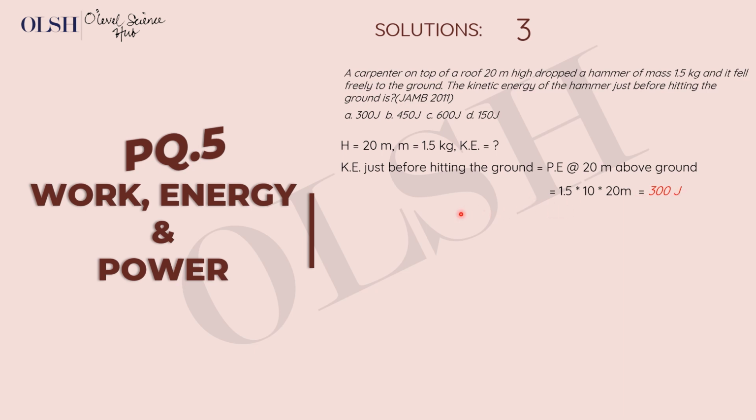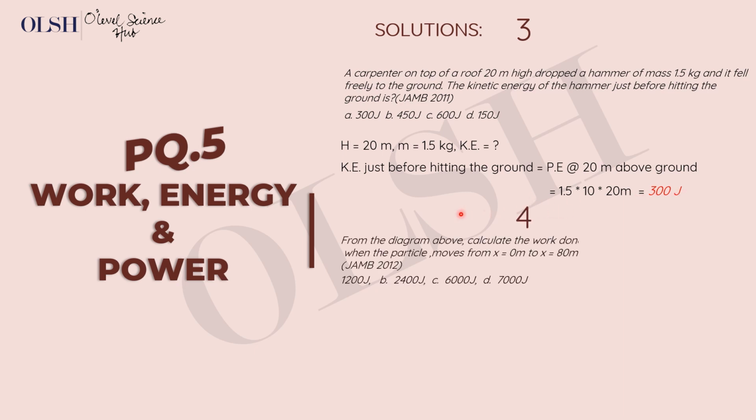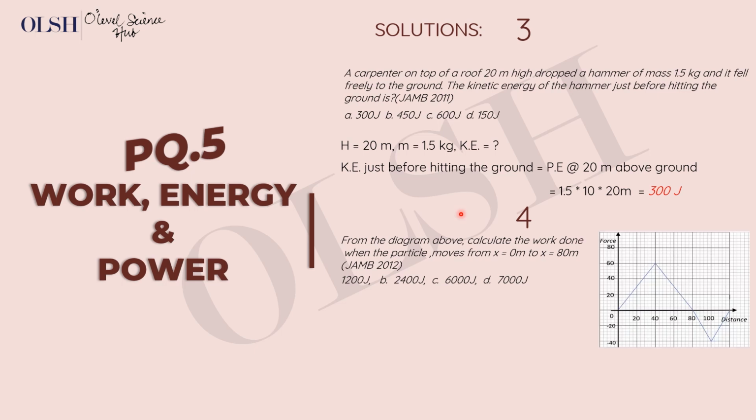So we move on to number 4. From the diagram above, calculate the work done when the particle moves from x equal to 0 meters to x equal to 80 meters. So we have this particle moving from this point to this point, but this is a force distance graph, and we're asked to calculate the work done. So we know that first of all, work is force times distance, and we have a force distance graph.